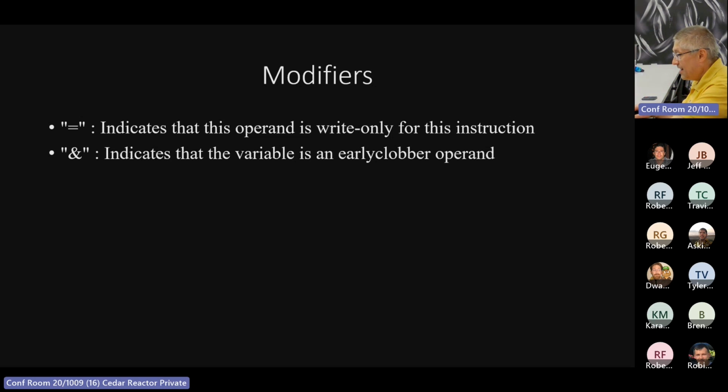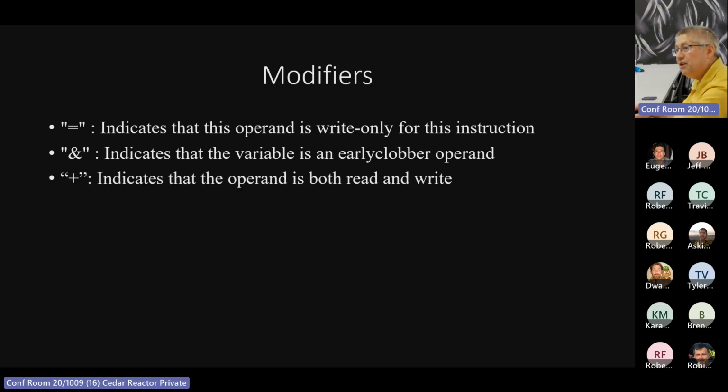The ampersand sign indicates the variable is an early clobber operand. So that means that the value that you're passing into the inline assembly will actually get clobbered, and a new variable will be coming out on the output. Or it'll be modified during the execution inside the assembly, so the value you've inputted into the assembly will not still exist. And then you have a plus sign, which indicates that the operand is both read and write.